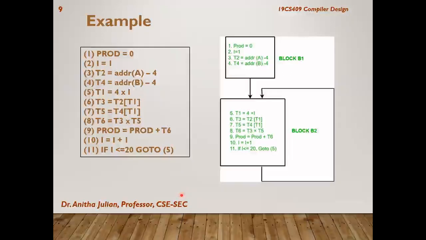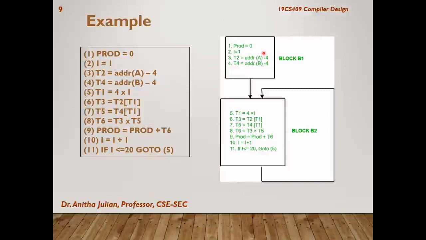Here is one more example. We are given the 3-address code consisting of 11 statements. So once again we can apply the rule, so we can find out the leaders. The very first statement is a leader, so statement 1 is a leader. And then the target of go to is a leader, which is 5. So 5 is again a leader. And the third criteria is not satisfied here because there is no statement after the go to. So we have only 2 leaders, the first statement and the target of the go to.